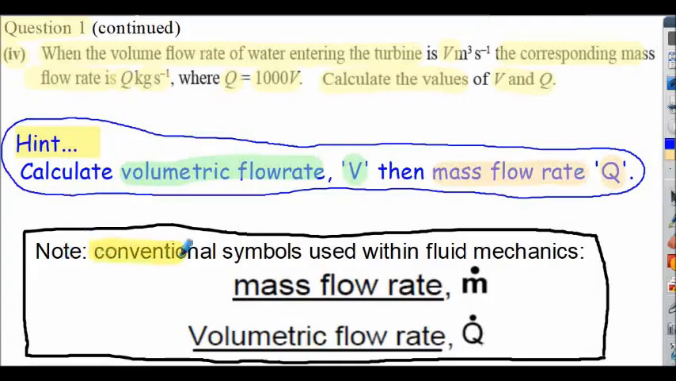But the conventional symbols used within fluid mechanics for these properties is actually mass flow rate shown as m dot and volumetric flow rate shown as q dot. This is purely for reference. If you reviewed other material within the topic of continuity, they would most likely use the q dot and m dot as opposed to the symbols used in this paper. But as I said, that's just purely for reference. So we're going to calculate the values of V and Q on the following slide.